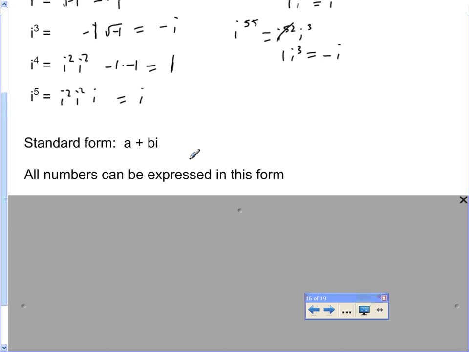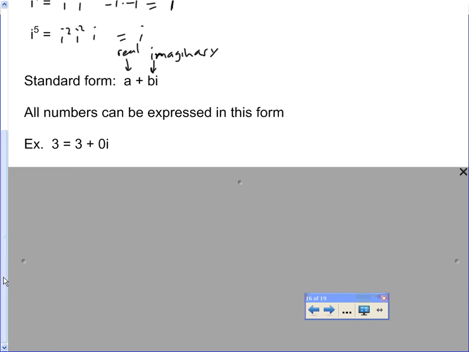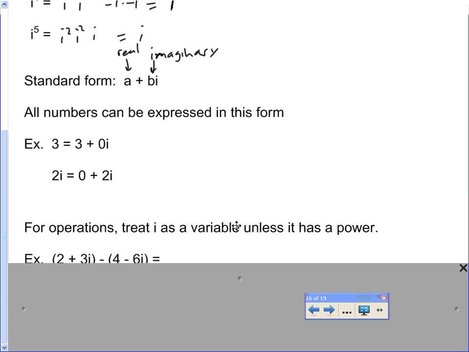All right, here's standard form for complex numbers. You've got a, which is your real part, and then you've got bi, which is your imaginary. All numbers can be expressed in this form because, like I said, real and imaginary numbers are all contained in these complex numbers. So if I just want to express 3 in complex form, it'd be 3, my real part, plus 0 imaginary parts. If I want to express 2i, it'd be 0 real parts and 2 imaginary parts.